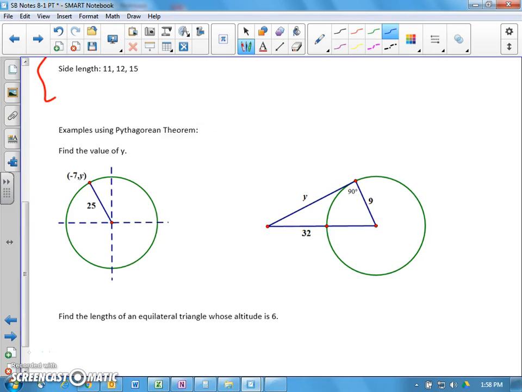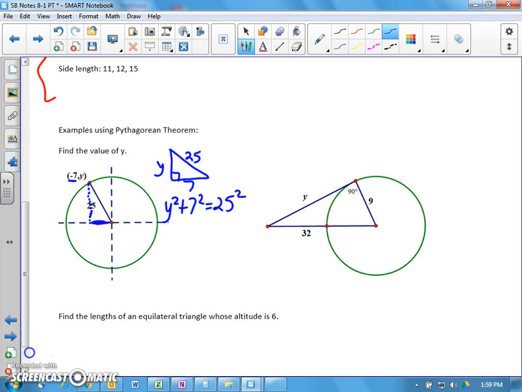Pythagorean theorem is very helpful with geometric word problems. When we look at this first example, we need to find the value of y for this point. Well, the value for y is how far above the x-axis that point is. So what we're looking at is a right triangle with a height of y, a hypotenuse of 25. This is your x value, which is -7, but the length of that would be 7. So then we can set this up. y squared plus 7 squared equals 25 squared.